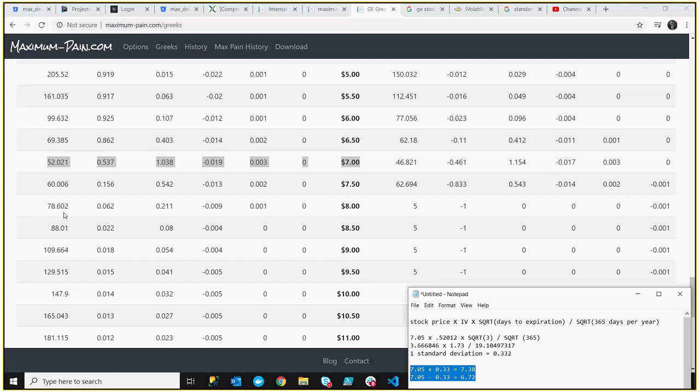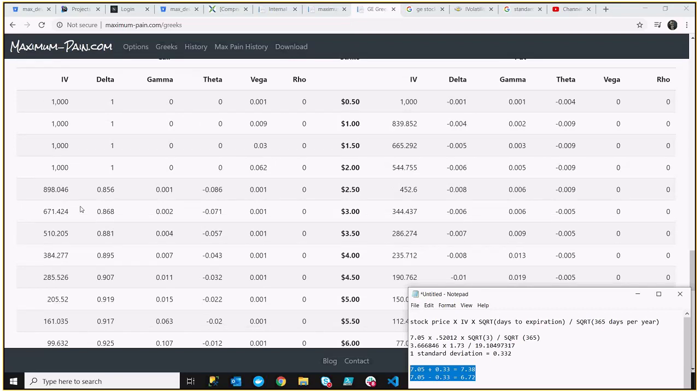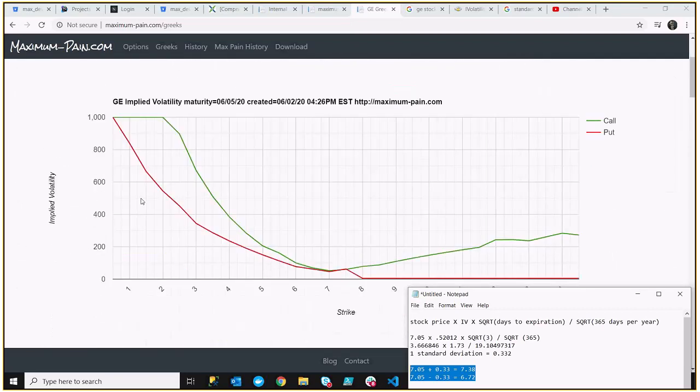Now obviously we have implied volatilities at different strike prices, and of course we do see the implied volatility chart here graphed out for us at all the various strikes. So that is the implied volatility chart.